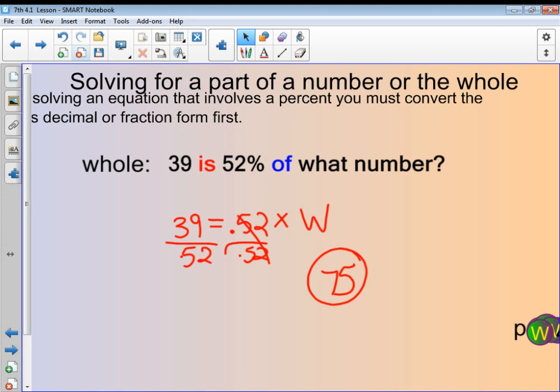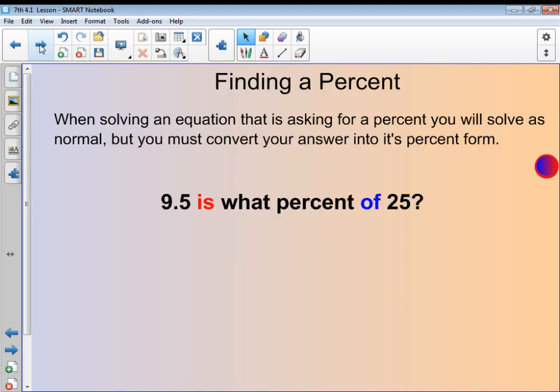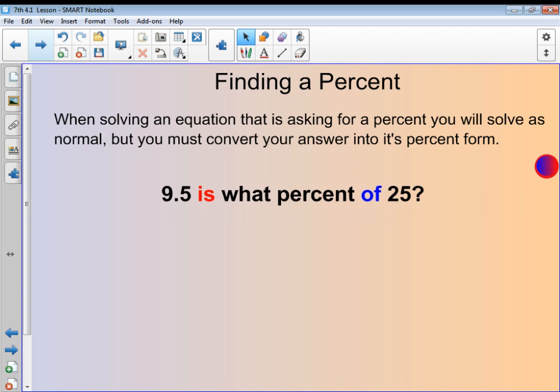Okay, we're going to go ahead and move on to one other type of problem, and that's when they give us a problem where we're actually finding the percent. So in the first two, we found part of a number. In the next one, we found the whole number, or what we should have started with. And in this situation, they're leaving the percentage out. So we're still going to use those same steps. It's just that now they're asking for the percent.